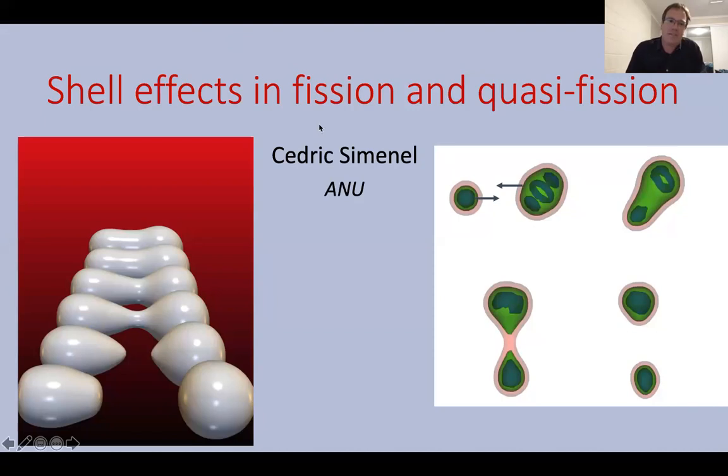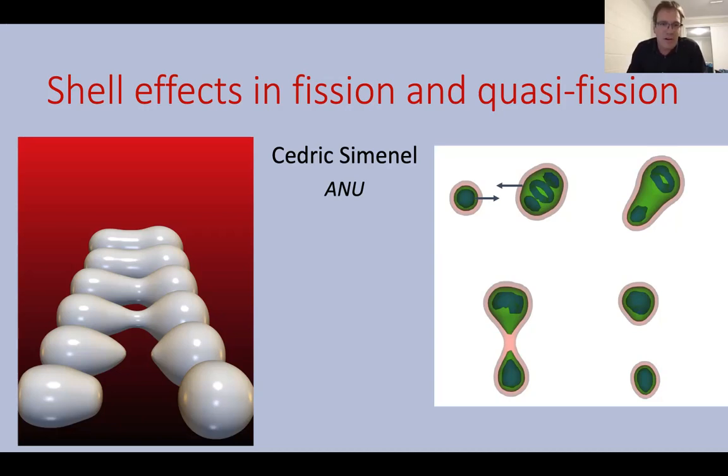So I'll talk about shell effects in two types of reaction mechanisms. The first one is fission, which occurs when you have a heavy nucleus which splits in two lighter fragments. And the second reaction mechanism is quasifission, which occurs when you have a collision of two heavy nuclei. So a priori, two very different mechanisms, but we will see that eventually we can connect the shell effects which influence the formation of the fragments in both mechanisms.